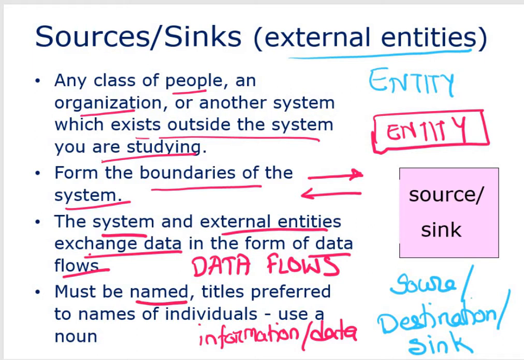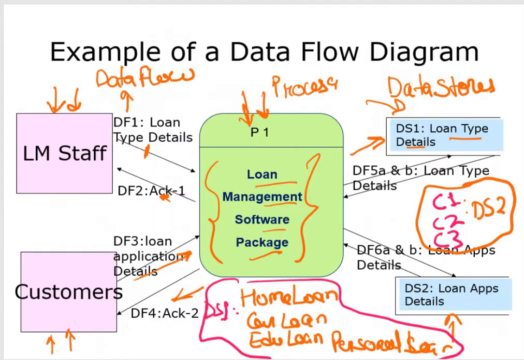Your entities must be named, and the titles refer to the names of individuals, using a noun. So I need to name these entities, which can be done by using a noun, and the titles refer to names of individuals. For example, in this case, we are using loan management staff. On this side, we are using customers.